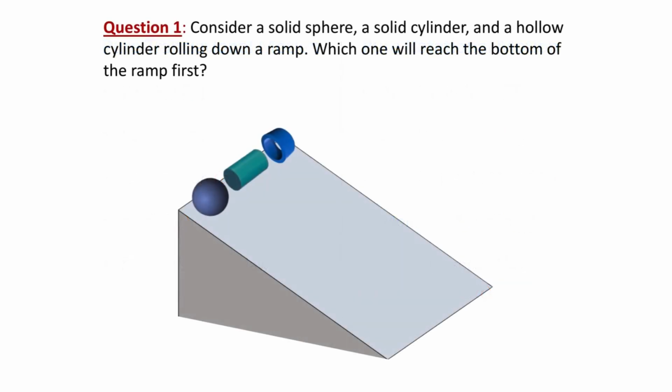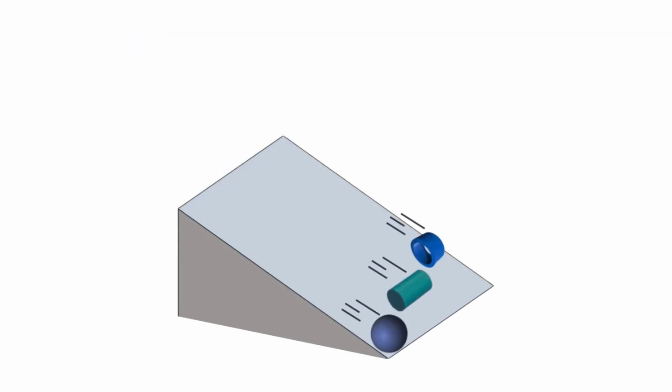So let's start with this question. Consider a solid sphere, a solid cylinder, and a hollow cylinder rolling down a ramp. Which one will reach the bottom of the ramp first? A sphere is the first, cylinder is the second, and the last one is hollow cylinder, which reach the bottom of the ramp, one after each other.